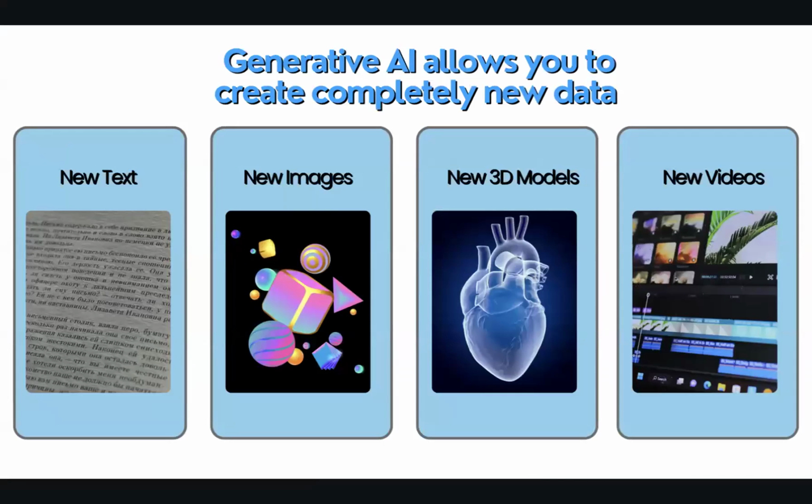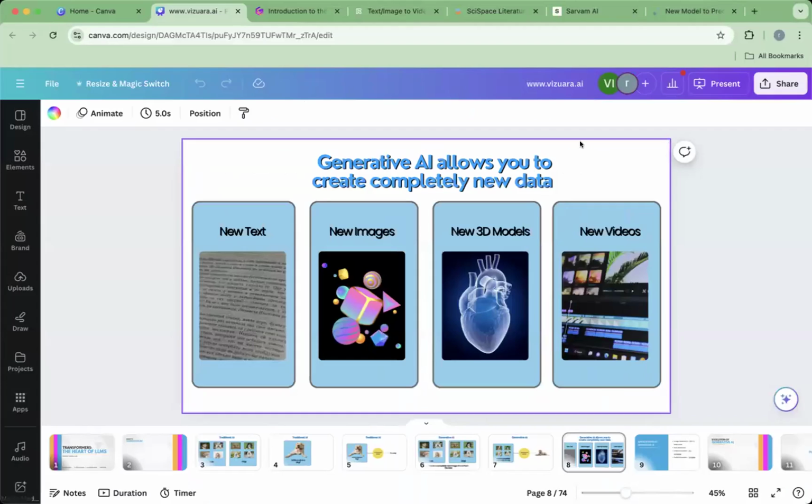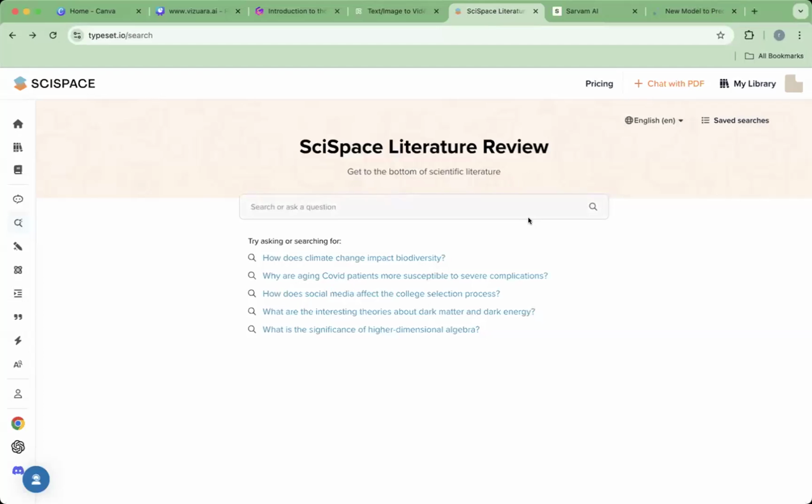Now, generative AI allows you to create completely new data from scratch. ChatGPT started with text to text. Later, we moved on to text to image and text to 3D models. Now we can even do text to videos. I want to show you some examples of interesting generative AI applications, which I believe some of you might not be aware of. I just want to motivate you and give you an understanding of where we have reached in this field.